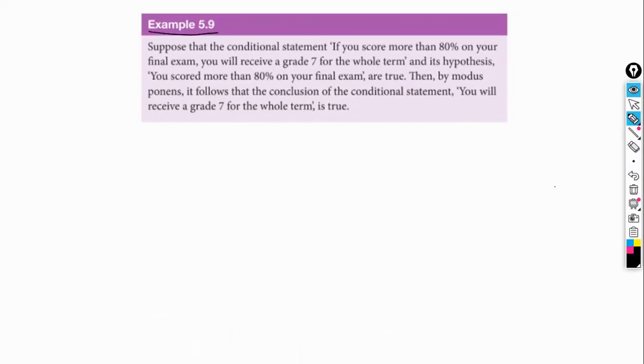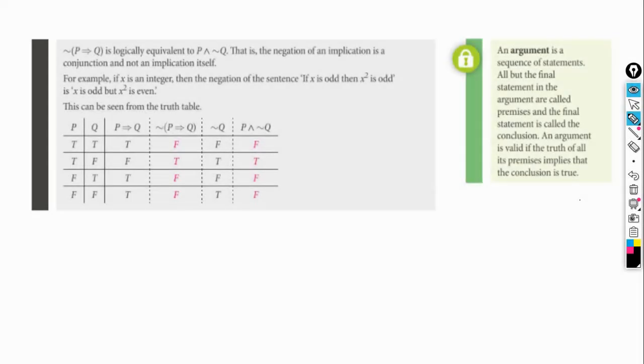Let's now take a look at example 5.9. Suppose that the conditional statement, if you score more than 80% on your final exam, you will receive a grade 7 for the whole term, and its hypothesis, you scored more than 80% on your final exam, are true. Then, by modus ponens, it follows that the conclusion of the conditional statement, you will receive a grade 7 for the whole term, is true. An argument is a sequence of statements. All but the final statement in the argument are called premises, and the final statement is called the conclusion. An argument is valid if the truth of all its premises implies that the conclusion is true.